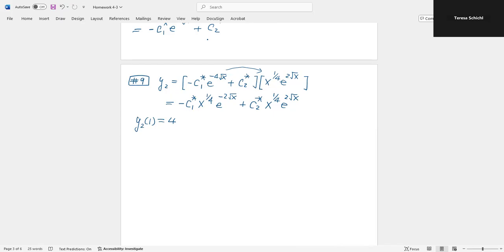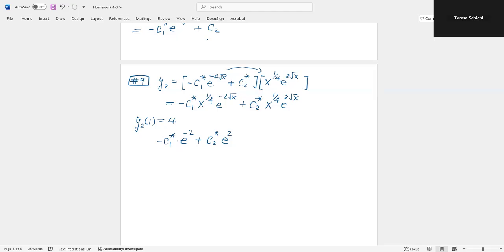So I have negative C1 star, x equal to 1, so this is e to the negative 2, plus C2 star, where you put x equal to 1, and this is e to the positive 2. That's pretty cool.